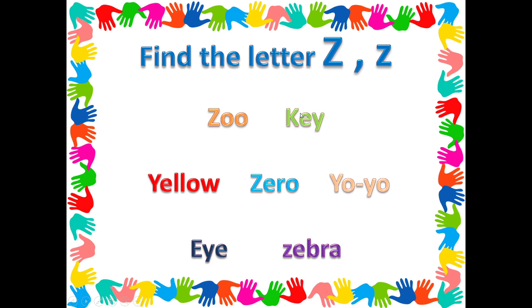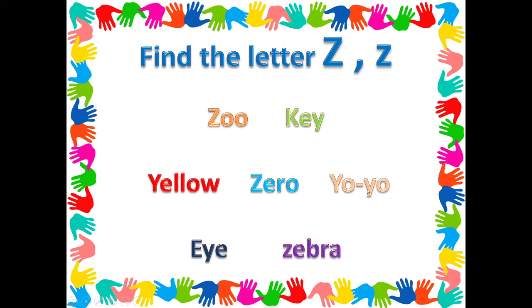Zoo. Does the word zoo have the letter Z in it? Yes, it does. Zoo. The first letter, Z capital. Key. Does the word key have the letter Z in it? No, it does not. Yellow. Does the word yellow have the letter Z in it? No, it does not. Zero. Yes, it does have the letter Z. The first letter, capital Z.